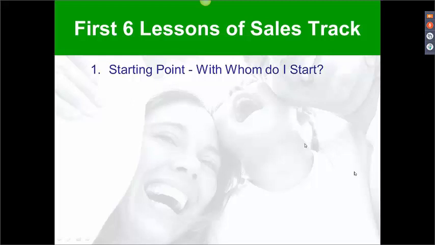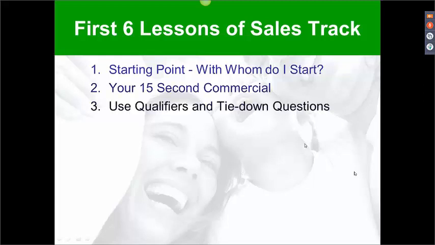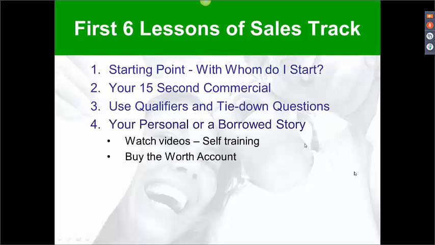So reviewing sales track, this is your introduction. This is where you have your first blush with the client, and we call this the first 6 lessons of sales track. So it would be starting point, your 15-second commercial, your use of qualifiers and tie-downs, your personal or borrowed story. If you don't have a personal or borrowed story, run some analysis. Go back to your analysis log of past clients you've run. Get with your upline and find out if they have any relevant stories. Run your own analysis and use your own analysis as your personal or borrowed story. Speak to past clients.